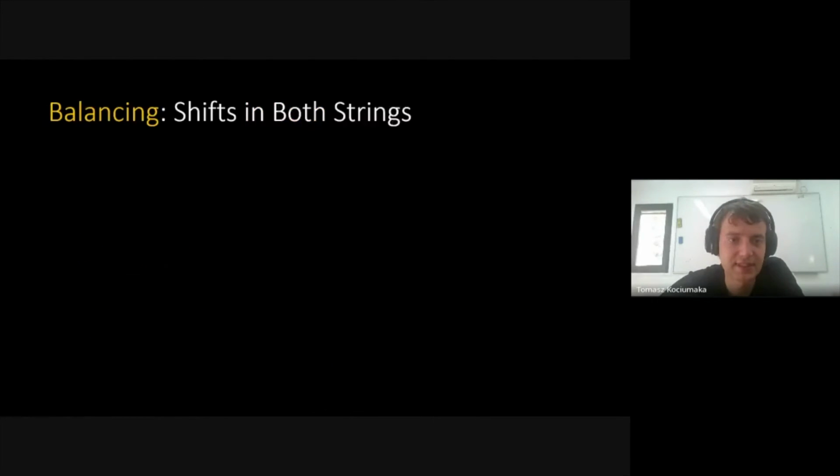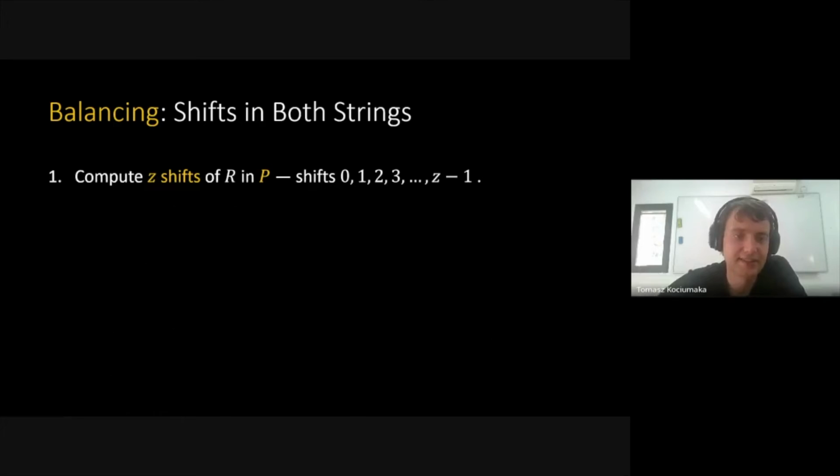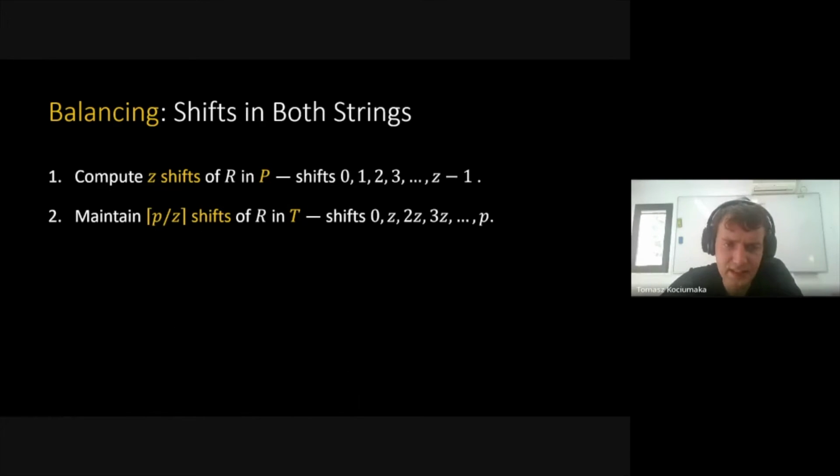But the two approaches can be combined and carefully balanced. For this, we compute fingerprints both for the shifts of the pattern and maintain many sliding windows over the text. So for the pattern, we compute the fingerprints of z shifts. These are shifts from 0 to z-1, where z is some threshold parameter, which we're going to optimize when computing the time complexity. And for the text, we maintain fingerprints for p over z shifts, modulo p. And these are shifts which are multiples of z.